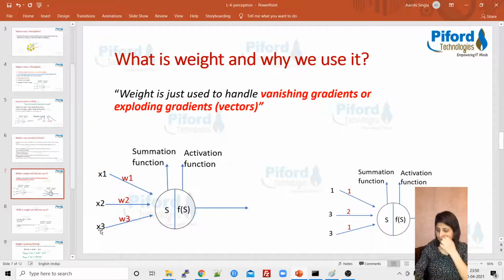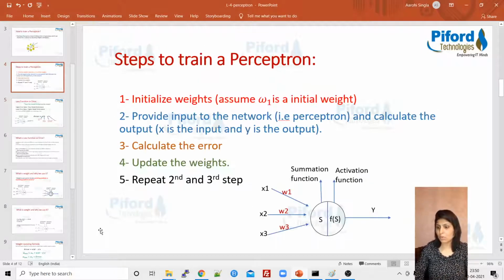All right guys, let's move back to our first step, initialize weights. Initializing weights simply means assigning random values to the weights. The second step is to provide input to the network. So what are the inputs? X1, X2 and X3. These are the inputs to the network. So provide these inputs to the network.